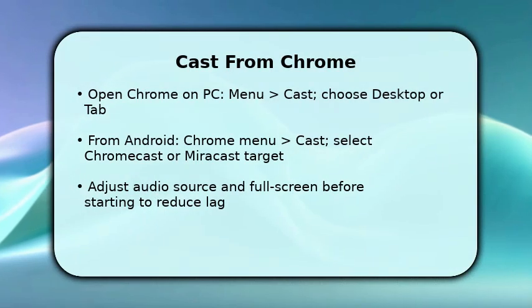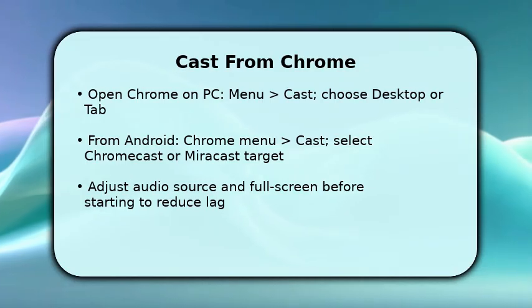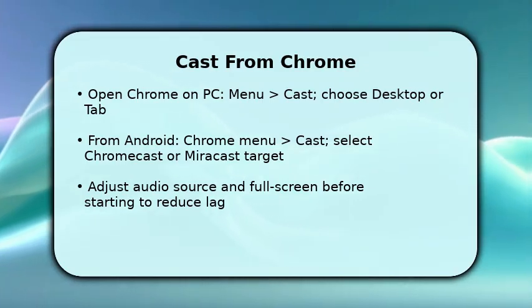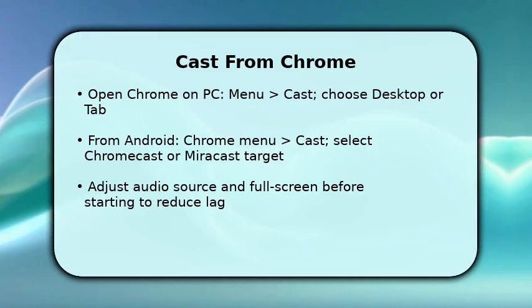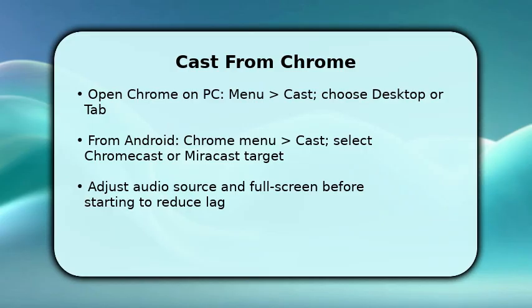Now you'll cast content. On a PC, open Chrome, click the three-dot menu, choose Cast, and select either a tab or your desktop. Selecting desktop shares audio and system video. From an Android phone, open Chrome, tap the menu, choose Cast, and pick the Chromecast or Miracast-enabled TV.